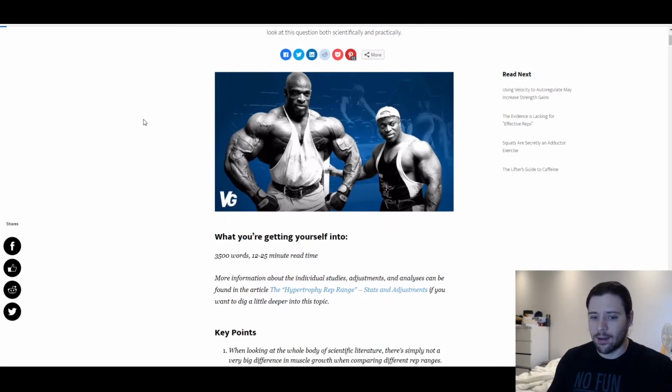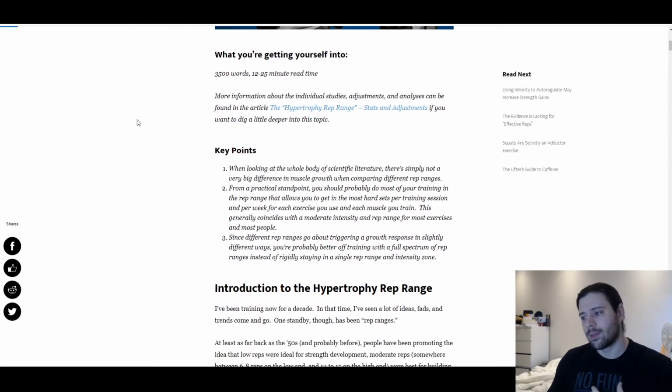Basically, it breaks down a lot of the mistakes that a lot of people make in interpreting that sort of graphic that I just showed you. What they found is that there's not a huge difference in muscle growth when comparing different rep ranges. And something that Greg points out himself in his own analysis of the science is that that doesn't mean it's not generally still going to work best for most people.